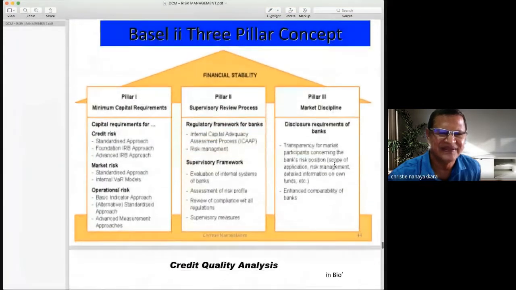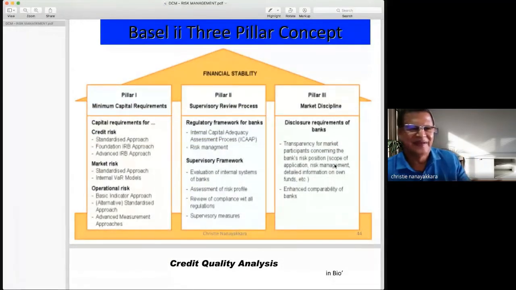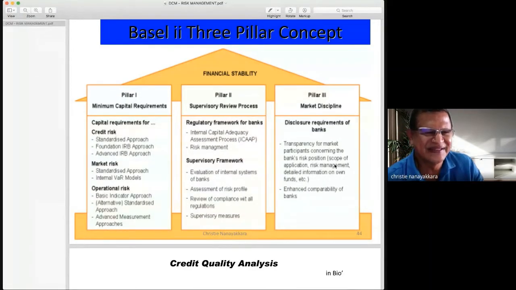This is Basel II. It has 3 pillars or 3 sections. In this first section, they want banks to maintain a minimum capital. We call it capital adequacy ratio. Now, capital adequacy ratio is calculated for your credit risk, market risk, and operational risk.